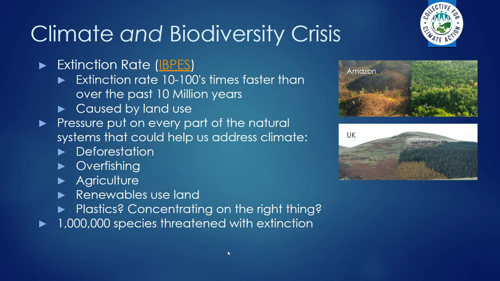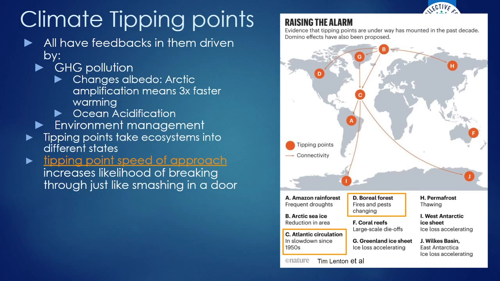But the IPBES talked about 1 million species being threatened with extinction today. So it's happening at 10 to 100 times the background rate of extinction, which is a natural process. So tipping points, they all have feedbacks that are driven by greenhouse gas pollution.